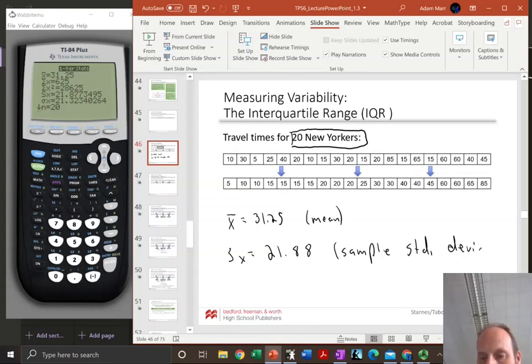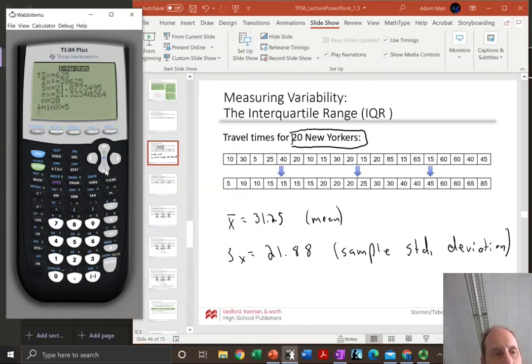Remember what standard deviation is? The average distance of each data value to the mean. Okay? No problem. And right here, let's see what else we have. Okay, we have n equals 20. We already knew that. The n is the total number of values, right?